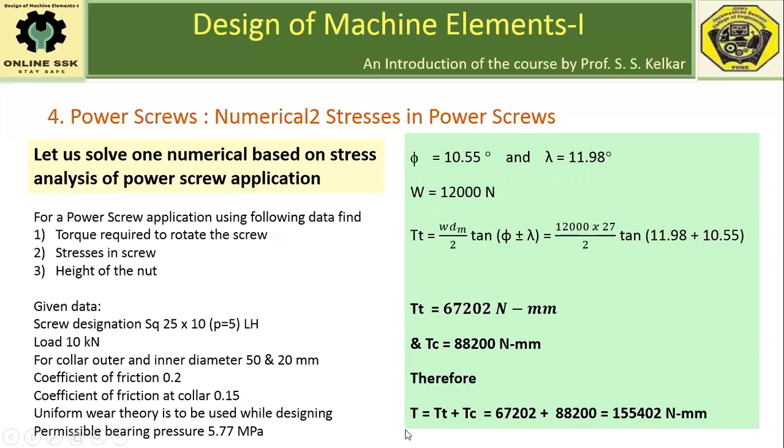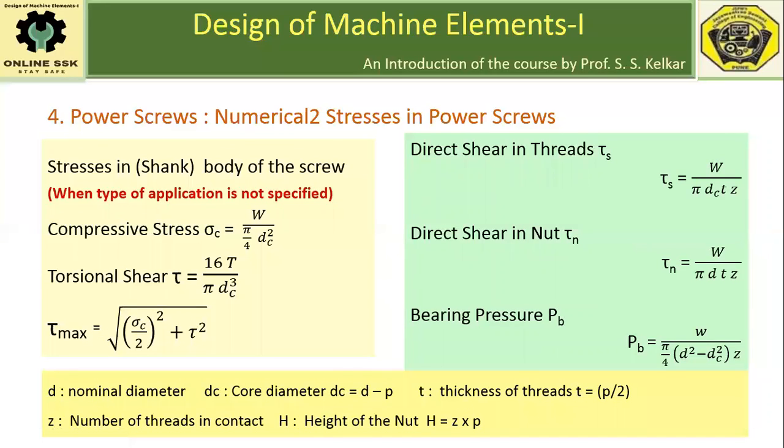Now we have the value of TT and TC both. Therefore, we can calculate T, which is equal to 1,55,402 Newton millimeter. They are asking us to calculate the torque required to rotate the screw, which we have now calculated. Now, in this case, they have not specified any application as such. Therefore, we have to consider overall stresses developed inside the body of the screw.